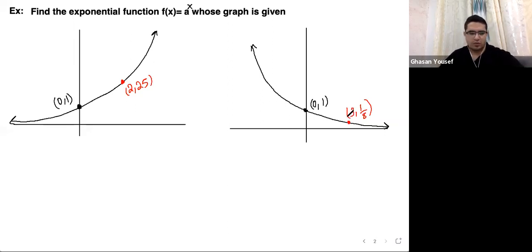For the first one, who has any idea how I can find the function f of x equal a to the power x? My question is, what is the value for a? If I find the value for a, then I find the formula for this curve. Anyone have any idea? How can I start thinking about this example?